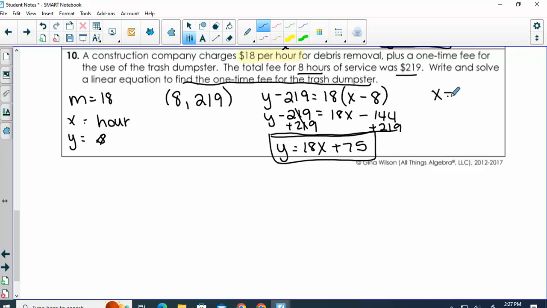I want to know how much just to get the dumpster there. So that's like saying if we have it for 0 hours, how much are we going to pay? Yep, all right. Plug in a 0 for your x. It's just asking for that y-intercept. And the y was in dollars. So you pay $75 to get the dumpster there.